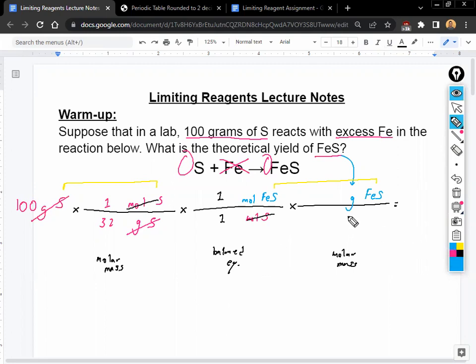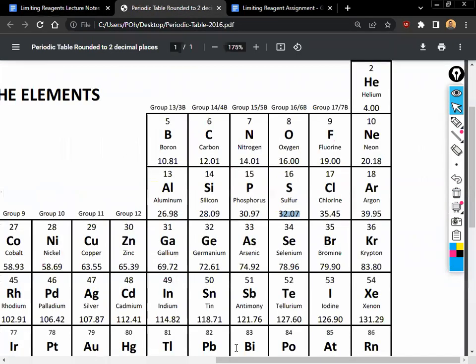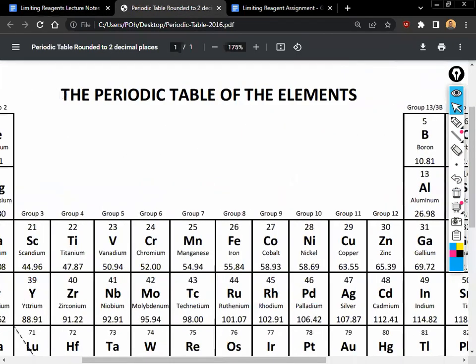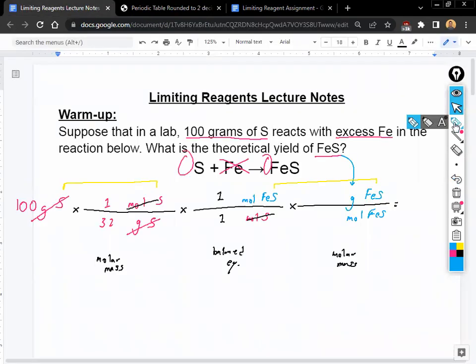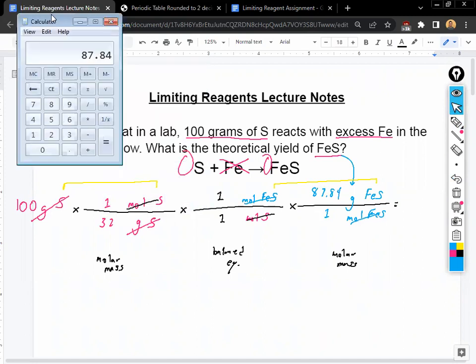And then last but not least, we're going to put moles of FeS on the bottom. Molar mass of FeS, we just need to add 32 with whatever Fe is. So if we look up Fe, middle of the periodic table, it's 55.84. So you can just put that into your calculator, 55.84 plus 32, 87.84. So the molar mass of FeS is 87.84 over 1. They cancel. And now all we need to do is plug it into the calculator and we're all done.